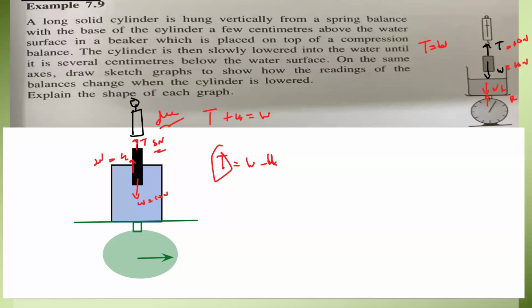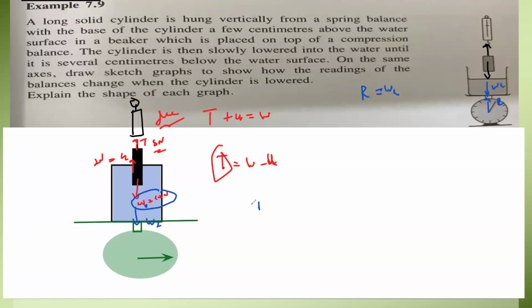The reading of the compression balance will change. It will increase. Why will it increase? Because initially the weight of the liquid was there, acting downward. So the compression balance applies an upward force and that shows the reading. Or we can say R is equal to the weight of the liquid. But then what happened when the object is submerged? So there is the weight of the object plus the weight of the liquid.